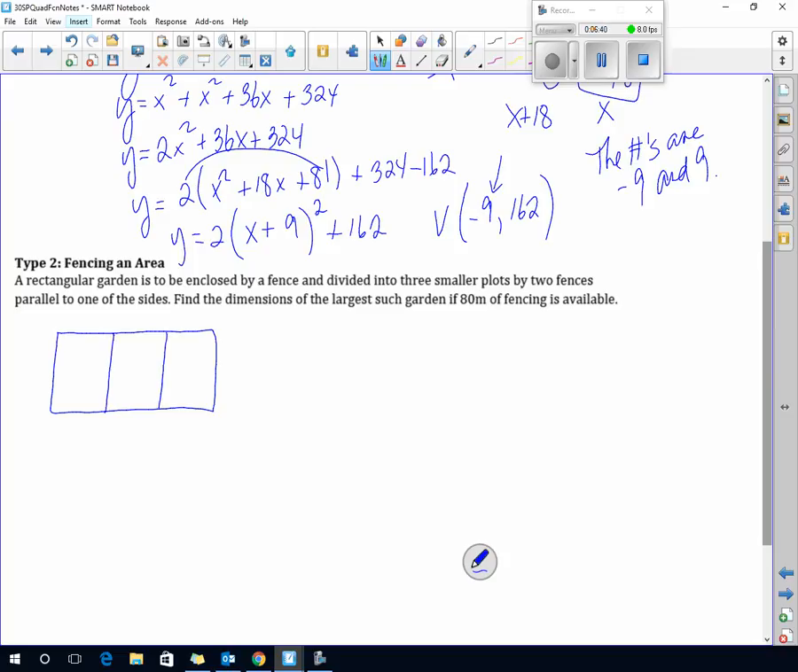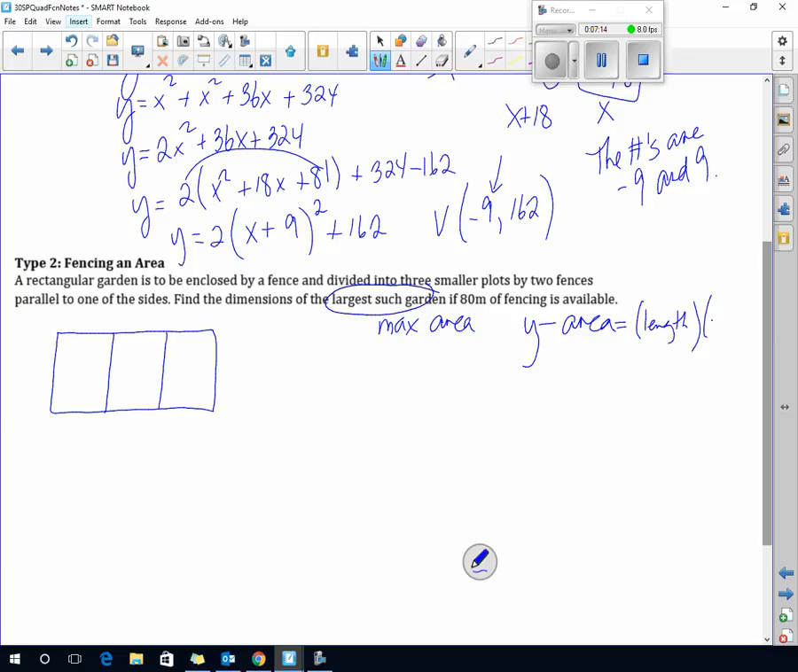Okay, so what did we do last time? What can we control? Does anybody know what the largest garden means? That would be a max what? Area. So we know y is my area. What is y equal to? Length times width. What can I control here? The width. So x is going to be my width here.